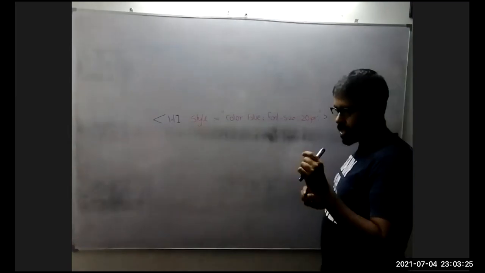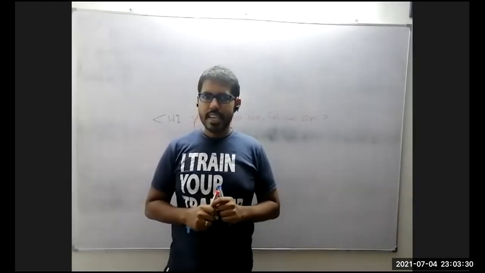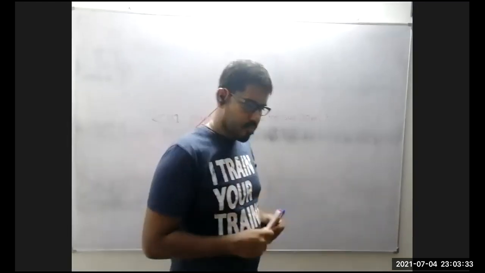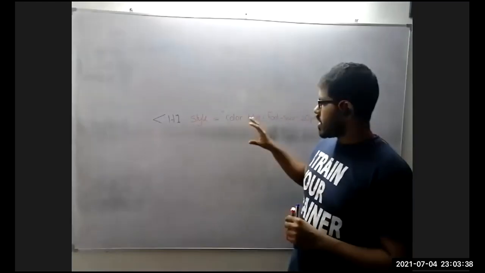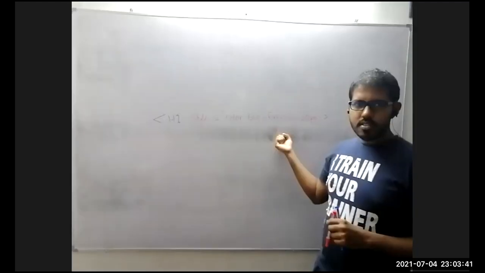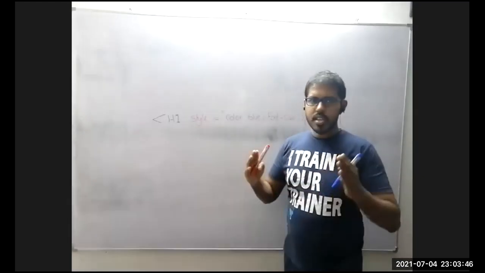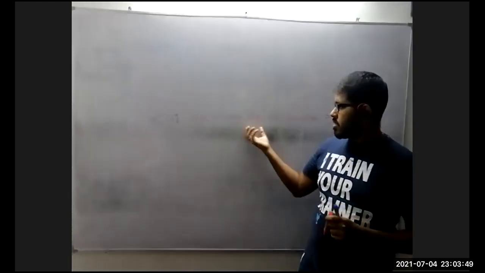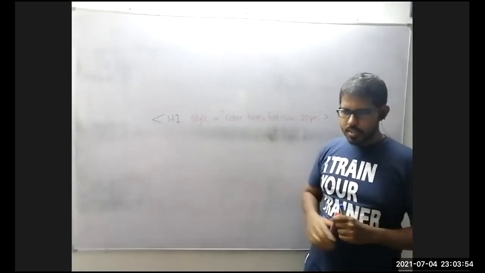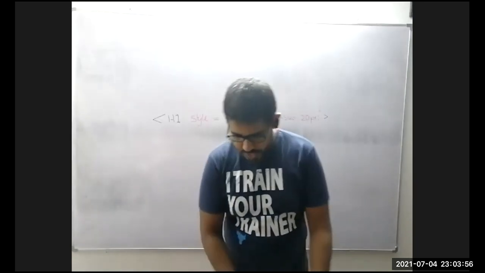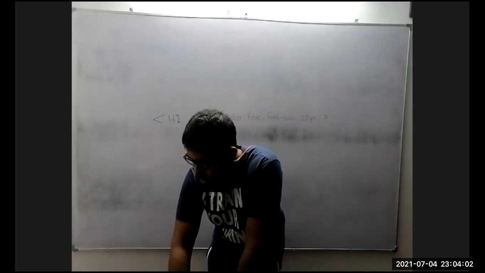So remember that curly braces we are not using in inline, but in internal and external we will be using the curly braces. Only in inline CSS we will not be using the curly braces. We will be using inverted commas for the property and the value, but they will be separated by semicolon. Okay, so we will write that in code.